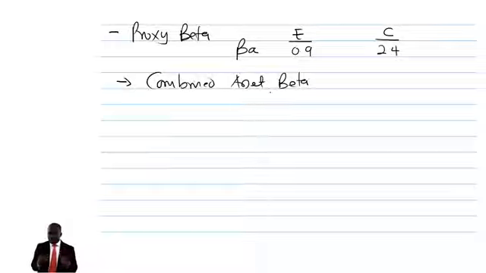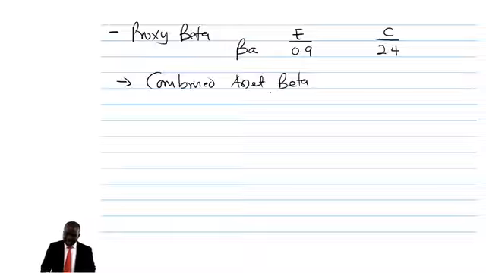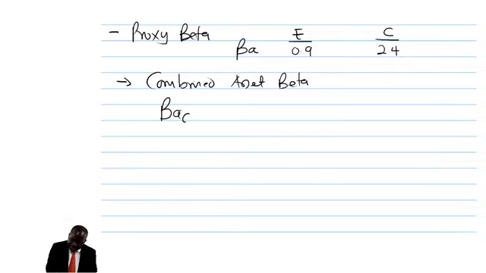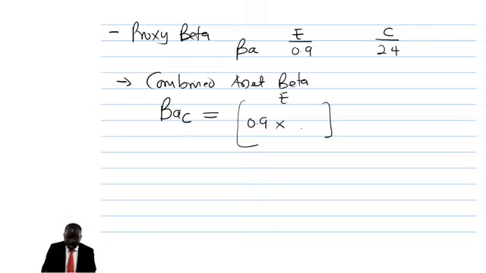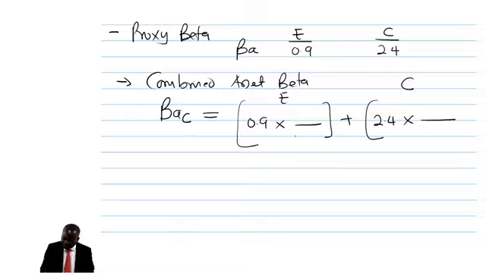So make sure you are okay with those movements. So combined asset beta is the weighted average of these two asset betas. We said the combined asset beta will be shown as this. Edwards' asset beta is 0.9 multiplied by its proportion. Coleman is 2.4 multiplied by its proportion.